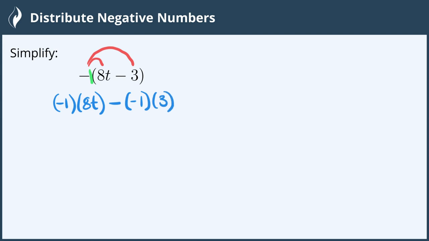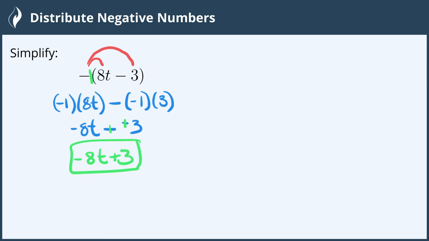Negative 1 times 8 is negative 8, and the t is still there as well. Subtract negative 1 times 3 is negative 3. We have a minus a negative, which we can change to add the opposite, or you can think of it as a negative times a negative, which is positive, giving us the answer of negative 8t plus 3.